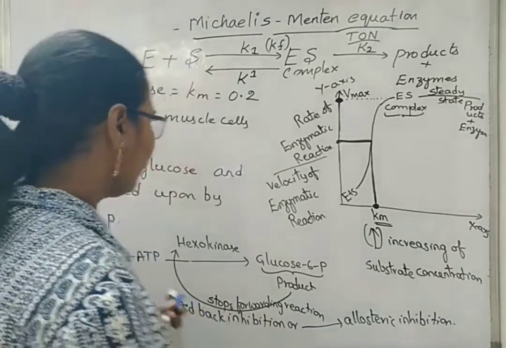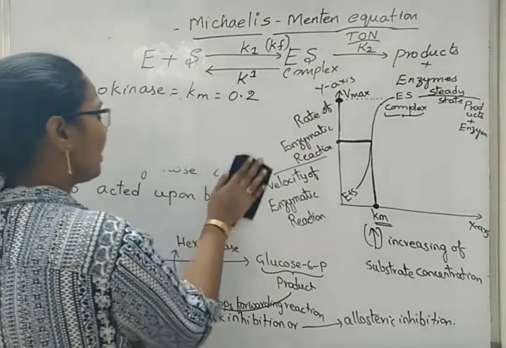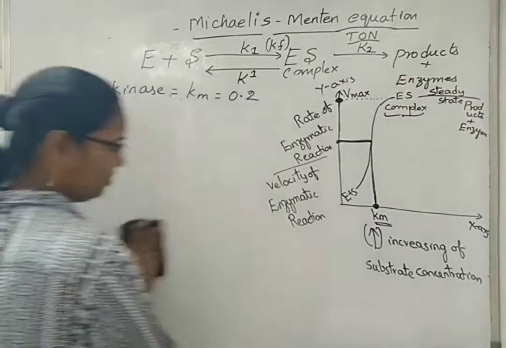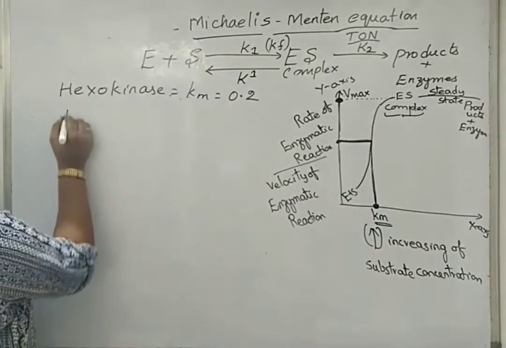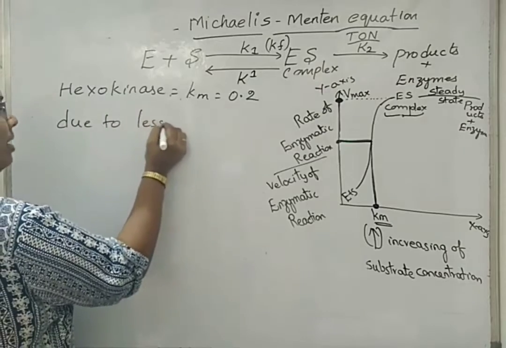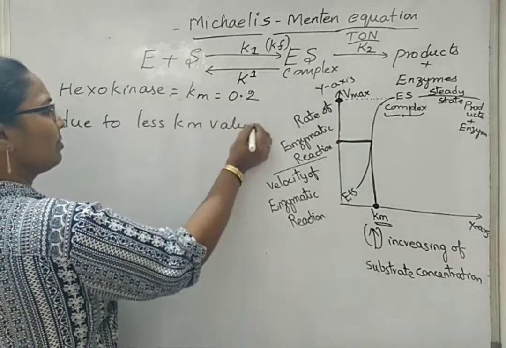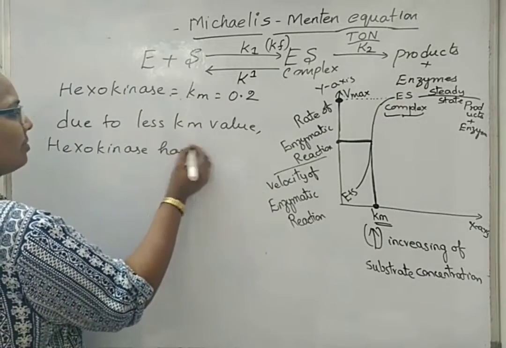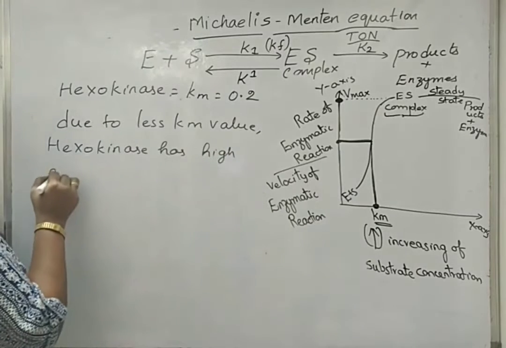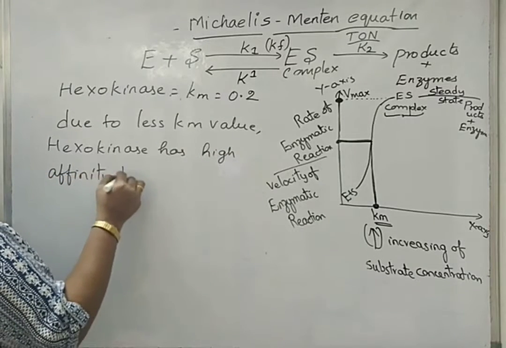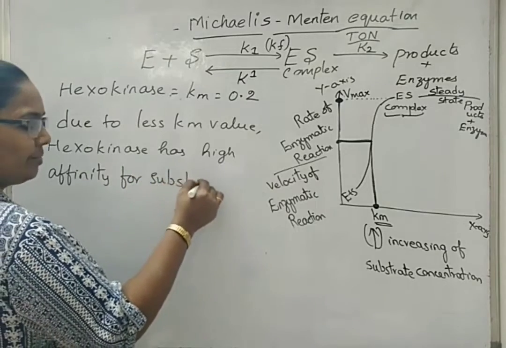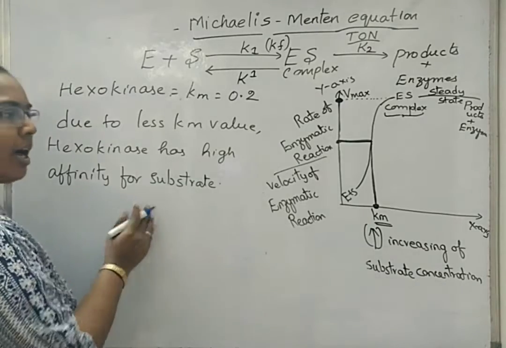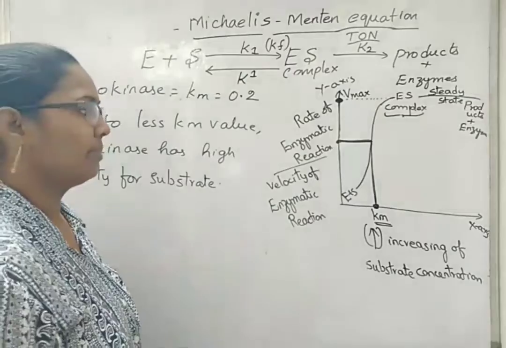Some more points. Since it is having very less Km value, hexokinase has high affinity for the glucose molecule or the substrates. Due to less Km value, hexokinase has high affinity for substrate, that is glucose. Next, so that it can reach half of the maximum velocity in very less time.